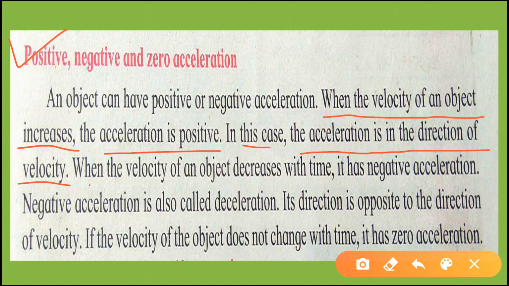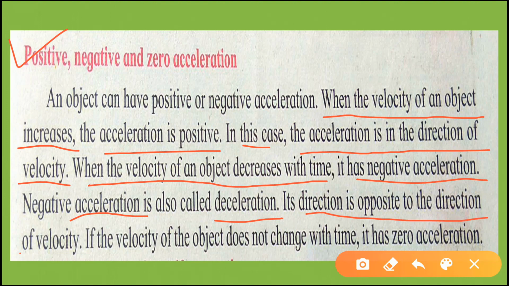Then the clearly opposite, negative acceleration. When the velocity of an object decreases with time, it has negative acceleration. Negative acceleration is also called deceleration or retardation, and its direction is opposite to the direction of velocity.